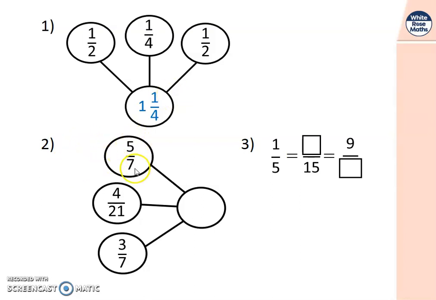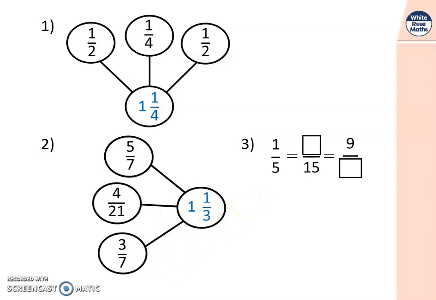In number 2, you should have noticed that 7, 21 and 7 all fit into 21. So we convert them to 21sts. We would times that by 3, so that'd be 15 21sts. And this one times it by 3, that will become 9. So 15 add 4 add 9 is 28. 28 21sts. You can see that's more than 1 whole one because 21 over 21 would be 1 whole one. So it is the same as 1 whole one and 7 21sts. You might also have noticed that you could convert that to 1/3.